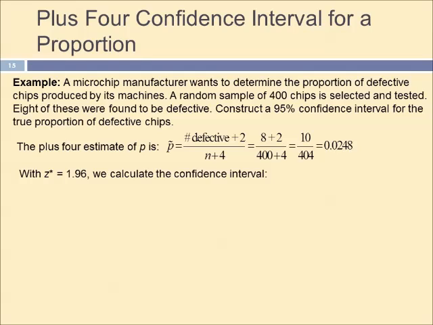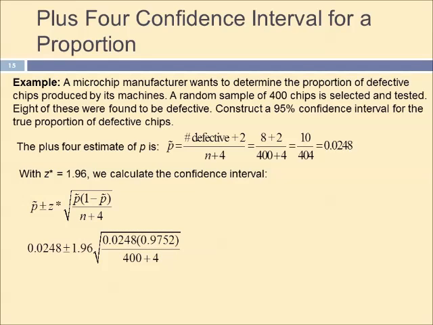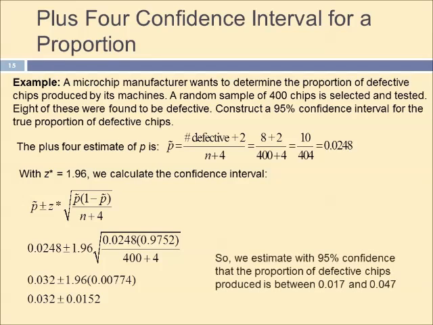And for the 95% confidence interval, z-star equals 1.96. We calculate the confidence interval using this formula. Again, just plugging in some numbers. And our margin of error is about 0.0152. And we estimate with 95% confidence that the proportion of defective chips for the entire population is between 0.017 and 0.047.